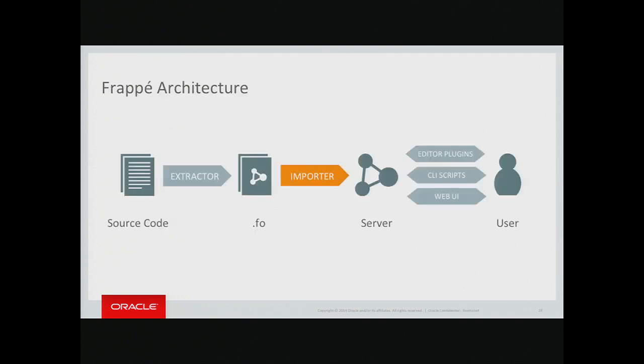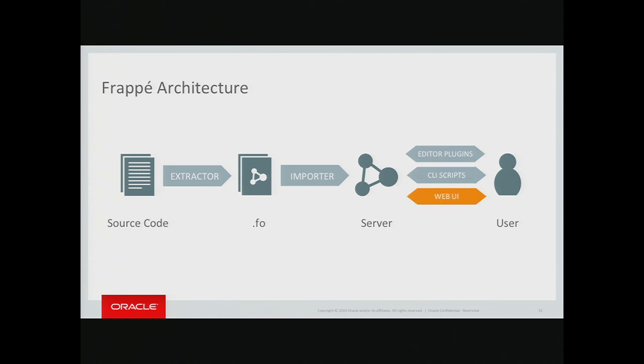So once we have that data, which is output into some intermediate files, we then just import that into a web server with a graph database backend. And from there, we expose a bunch of interfaces. So we have some editor plugins for Vim and Emacs, which do your normal code navigation things that you'd expect, so find definitions and find references.